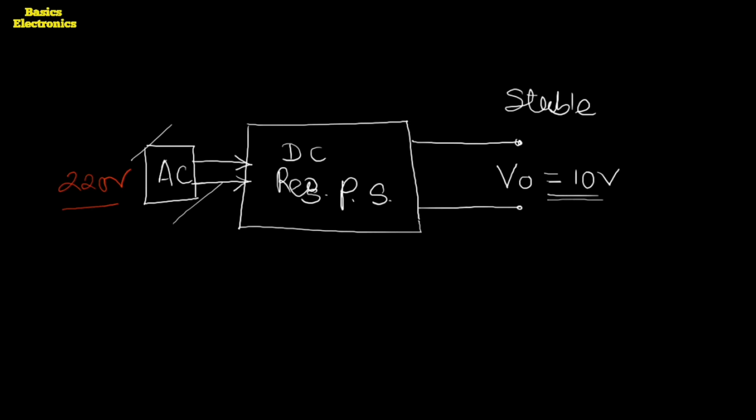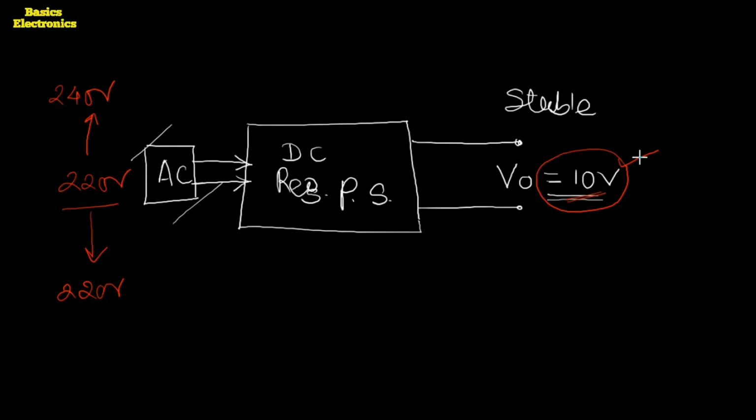Suppose the AC voltage is initially at 220 volts. At that time we get the output voltage equal to 10 volts. If it increases from 220 volts to 240 volts, at that time again it provides a stable 10 volts DC output. If it decreases from 220 volts to 200 volts, then again it provides the output voltage, and that output voltage is 10 volts.